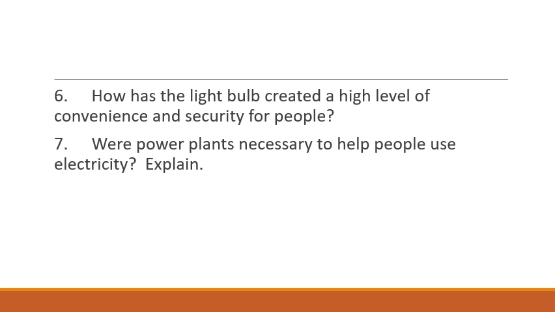Question number 7 is, were power plants necessary to help people use electricity? Explain. Of course, power plants were very necessary because through them Thomas Edison could think of distributing electricity over wires to homes and businesses. And once electricity reached people at their homes and businesses, of course everyone had light bulbs.